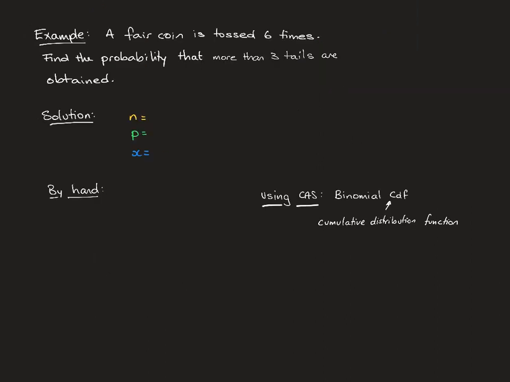So we're going to have a look at the same situation with the fair coin being tossed 6 times, but this time we're going to look for a more complex probability. We're going to look for the probability that more than 3 tails are obtained. So our N is still 6, our P is still a half, but our X value that we're going to find needs to be more than 3 tails. So more than 3 tails means in 6 trials we could get 4 or 5 or 6 tails.